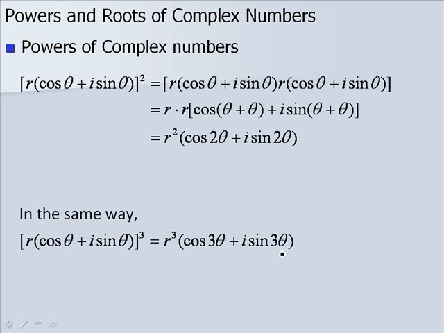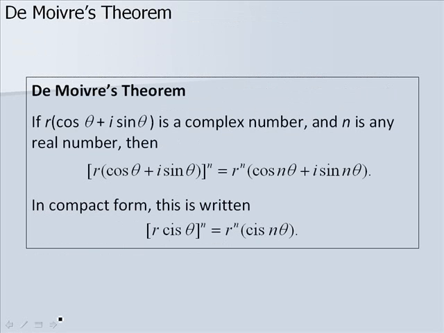You should be noticing a pattern, and this is what we call de Moivre's theorem. It states that if we have a number written in polar form that's complex, and n is any real number, then when we take our number and raise it to the power of n, we have the following: r to the n times cosine of n theta plus i sine of n theta, or also written in compact form with cis.